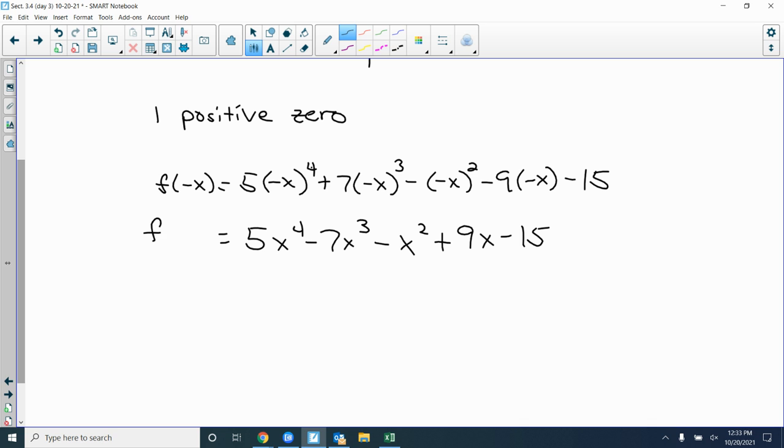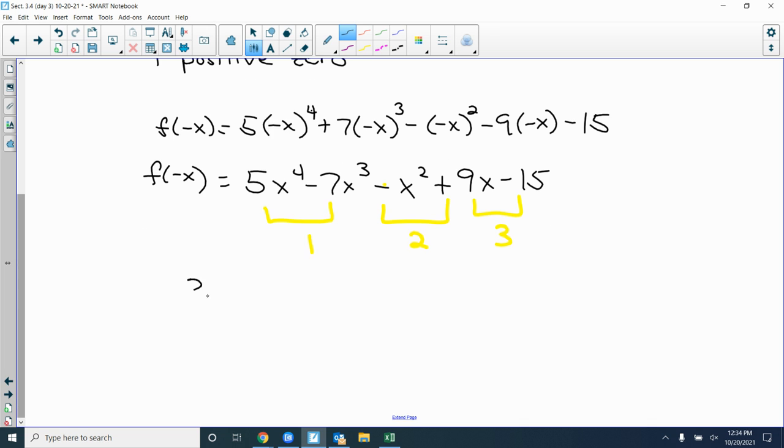All right, how many sign changes does this one have? It has 3, doesn't it? 5 to negative 7 is 1. It stays negative, but negative x squared to 9x is 2. 9 to negative 15 is 3. So what do we say for the number of zeros? It is 3 or 1. So the number of negative zeros is 3 or 1. So we will have 3 or 1 negative zeros. So I would start with a negative number. That's all it tells you.